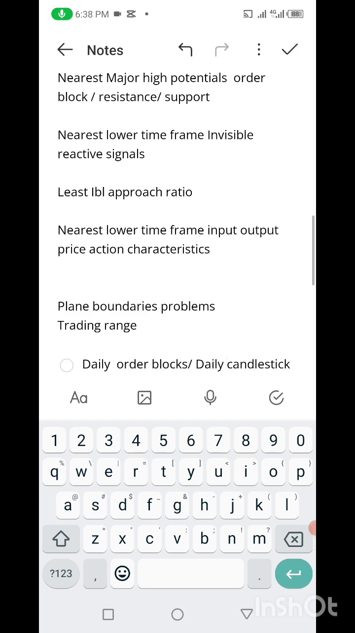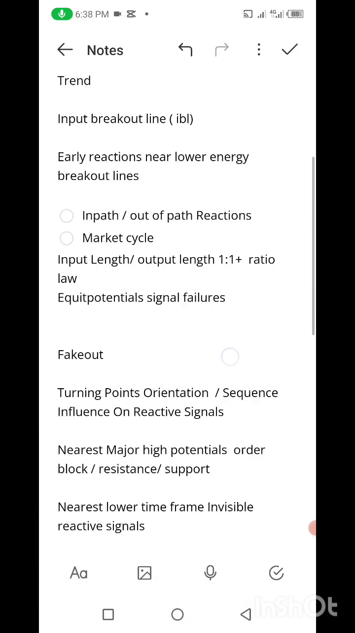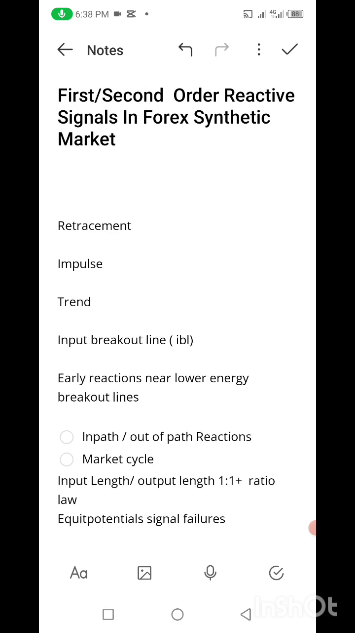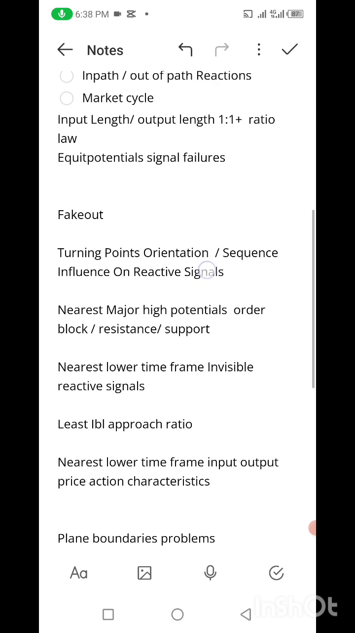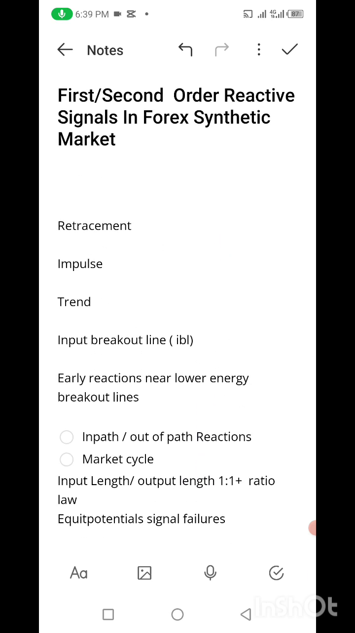See, these are the terminologies that are going to be used to understand and analyze reactive signals. Reactive signals are the signals that represent the locus of the price from the source to the destination.